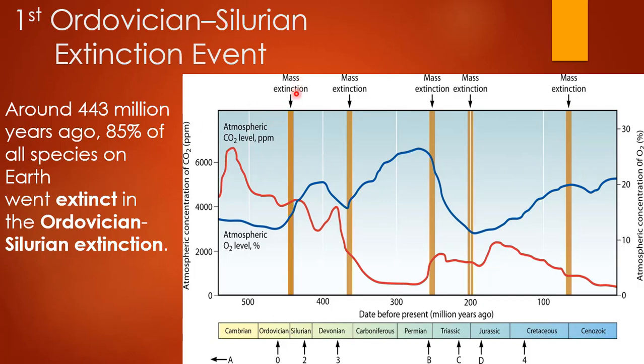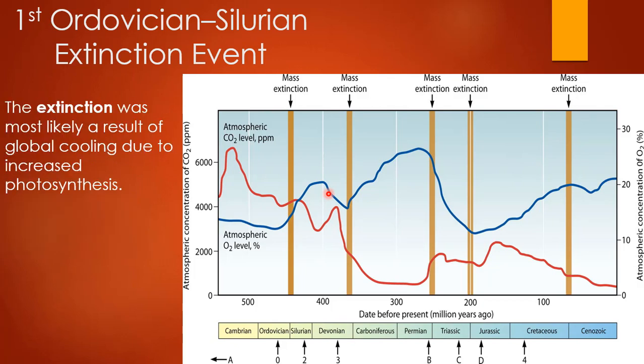And here you can see the mass extinction rates, the first one. And it happened around 443 million years ago. And the CO2 levels dropped dramatically due to the land plants sucking in so much, and the oxygen levels are really beginning to rise up. The extinction was most likely a result of global cooling due to increased photosynthesis. So you need to have that written down as one of the causes from this extinction rate.